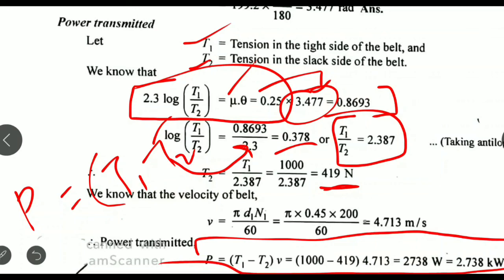Clear friends? So check the procedure which I told you in this numerical and try to solve from your side. You will get more numericals of such type in your reference book. Please refer. Do refer. Clear? Thank you.